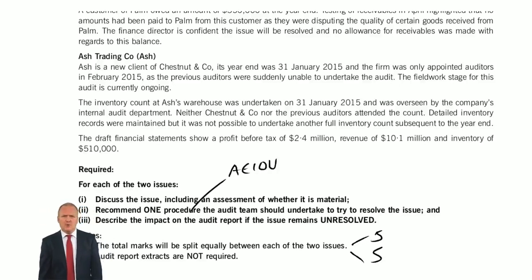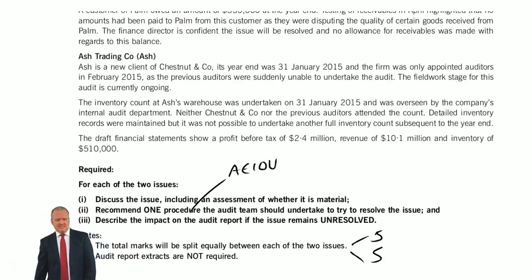Is that a clue? In the last one, the staff had come back to the office. In this one, our staff are still at the client's premises. Does that mean that the audit test we are going to suggest will involve the staff doing something at the client's premises because they're still there? Might do.